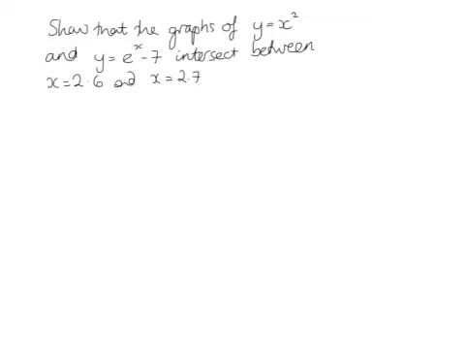Slightly different style of problem now. We're looking for where two graphs intersect. So let's just draw a little picture, see what's going on. We've got the graph of e to the x minus 7. So that's got an asymptote at minus 7.